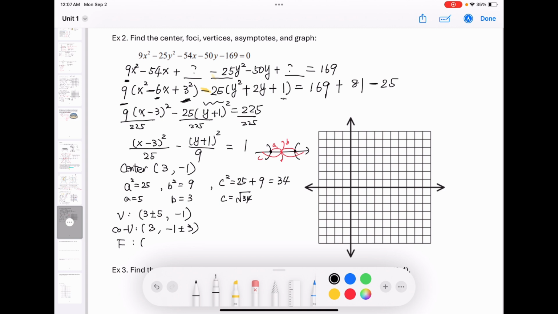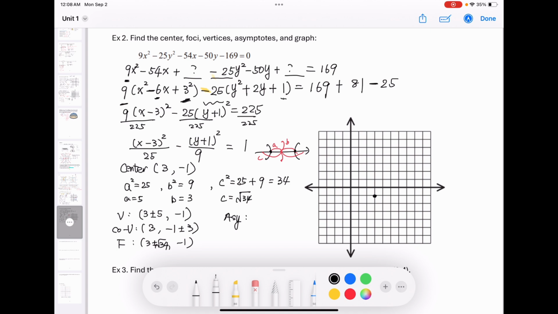We have 2 foci on the transverse axis, which has the same y value as my center. So let's copy the y value, negative 1. And then based on the x value of the center, we plus or minus our c value, which is square root of 34. We will talk about the asymptotes later, because we can find them from our graph. First, let's find the center, 3, negative 1. 3, negative 1 is here.